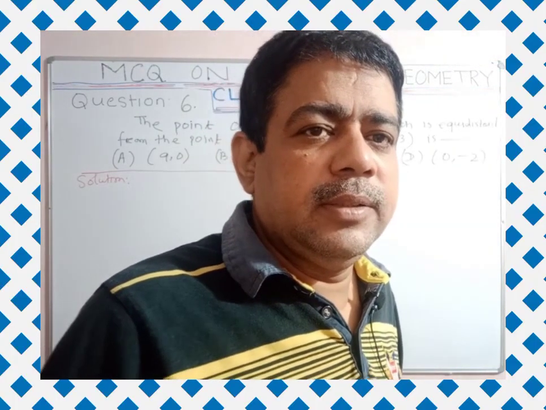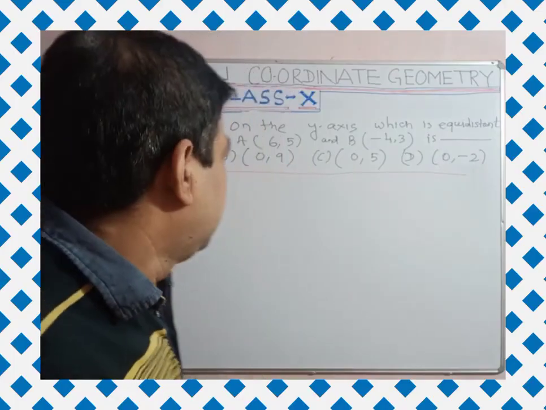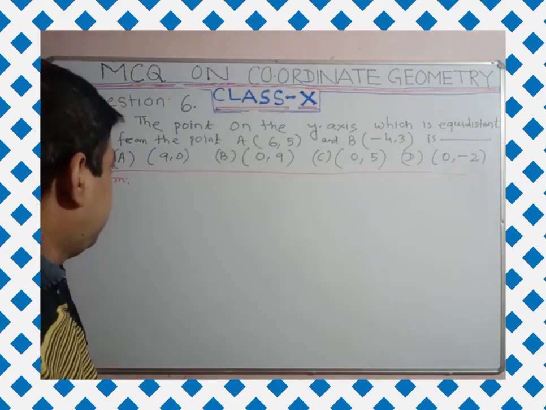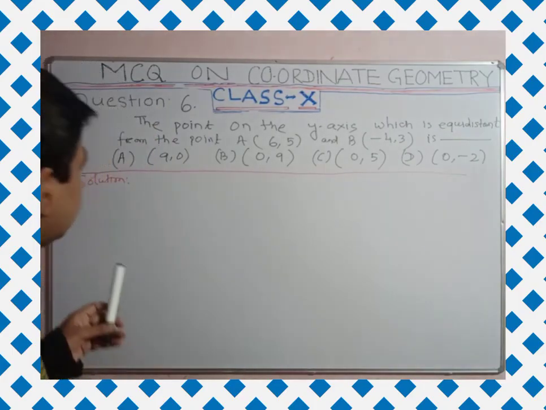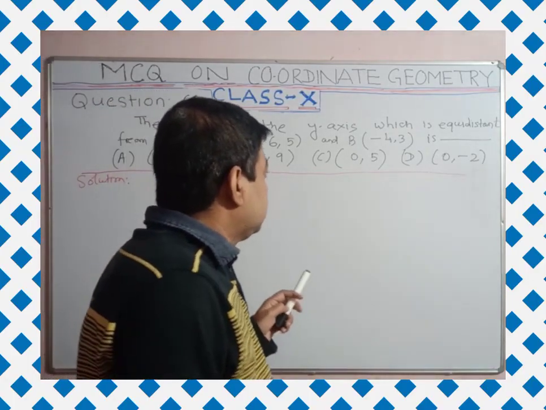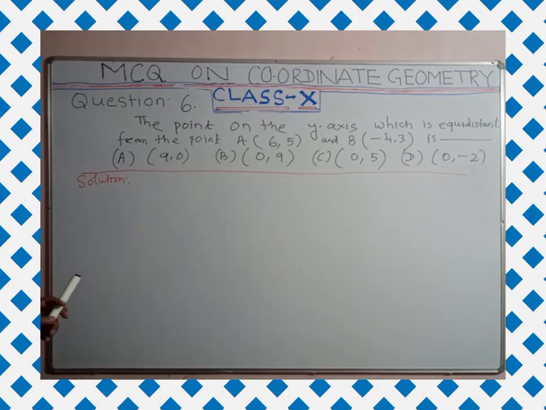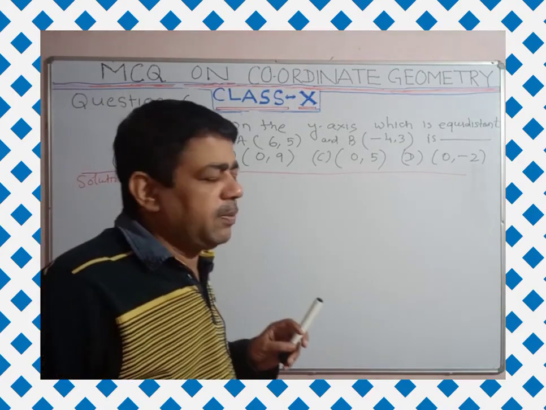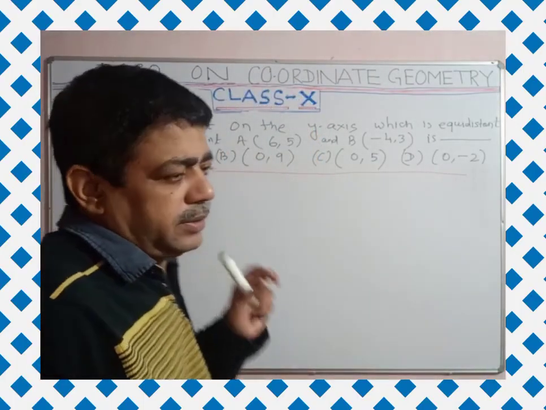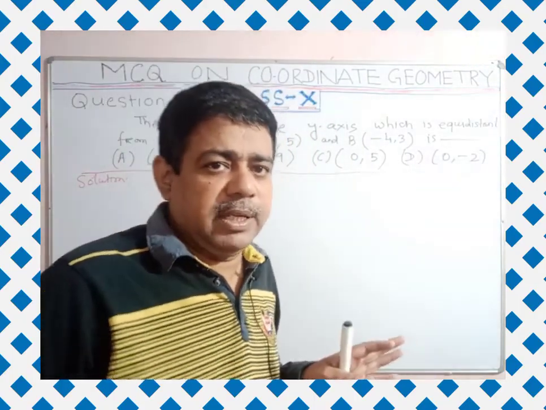Okay, next question. Question number 6 for you. Another interesting question for you. Here is the question in front of you. Let's read. The point on the y-axis which is equidistant from the point A with coordinates (6, 5) and the point B with coordinates (-4, 3) is: option A (9, 0), option B (0, 9), option C (0, 5), and option D (0, -2). Here you have to find the coordinates of the point on the y-axis which is equidistant from the two given points.